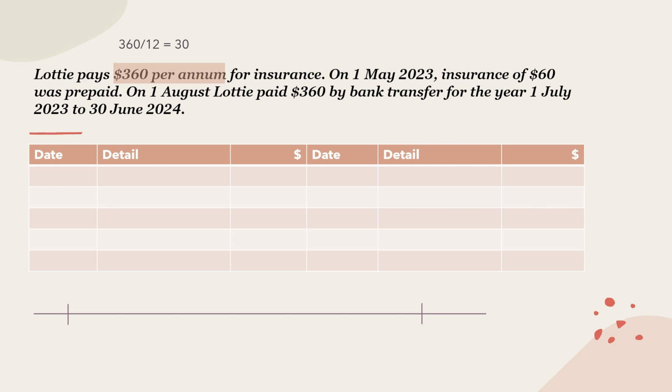So the year starts on 1st May 2023 and it ends on 30th April 2024. That is done. Let's read the rest. On 1st May 2023, insurance of $60 was prepaid. This line is telling us about the opening balance. And the opening balance was prepaid.